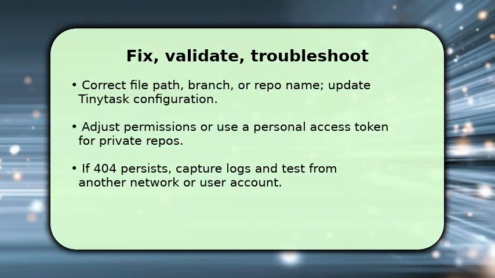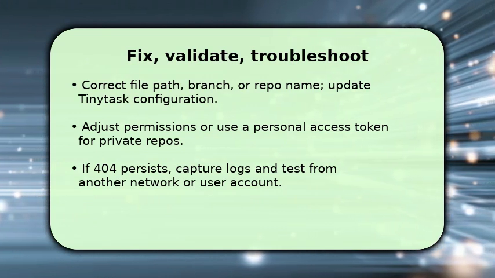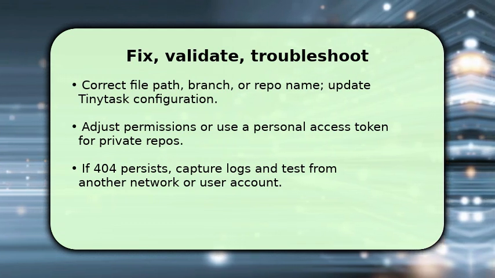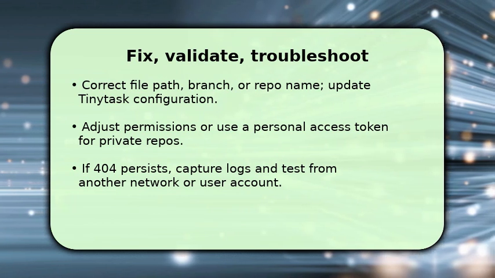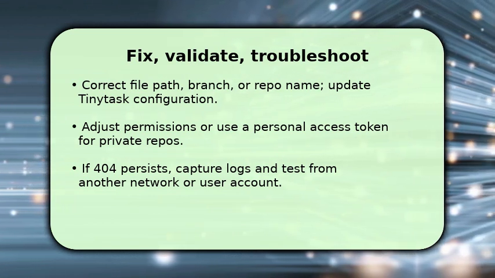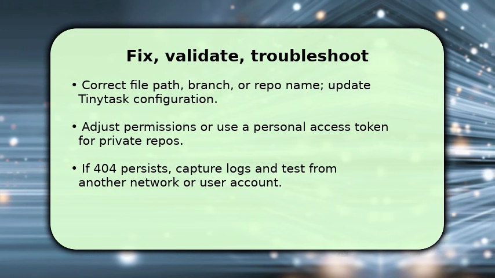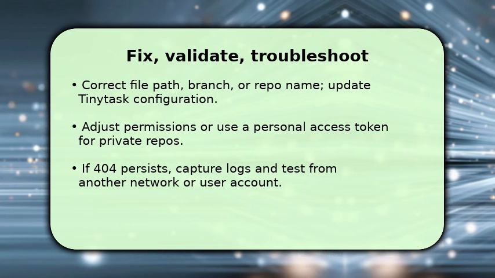Finally, apply the fixes. Update Tinytask's configured URL to match the raw GitHub path and correct branch, or rename files in the repo to match the requested case. For private repositories, generate a personal access token and configure Tinytask to authenticate. This prevents authenticated 404s. Once changed, validate by fetching the raw URL in a browser and within Tinytask.